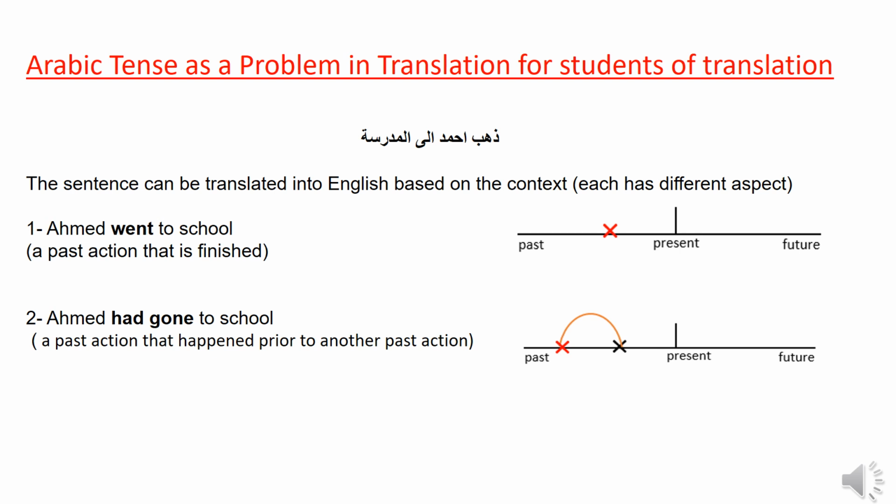Both of them, maybe there is a kind of sequence or order of two different actions that happened in the past. So maybe the action of going happened in the far past, in which there is another past tense occurring after that. So Ahmed had gone to school, a past action that happened prior to another past action. So it is a kind of ambiguity in which in Arabic it is not a big deal, while in English there are two different aspects and it depends on the context itself.